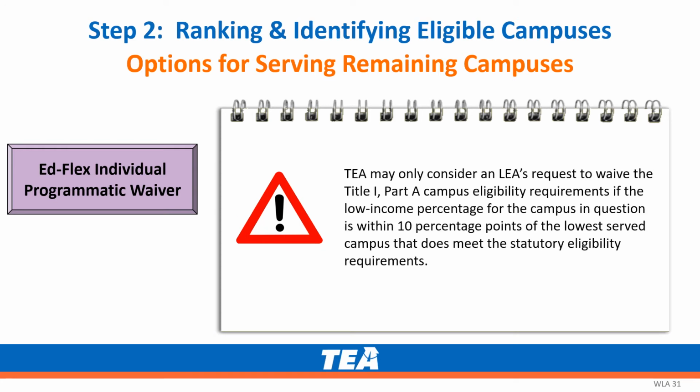It is also important to note that TEA may only consider an LEA's request to waive the Title I Part A campus eligibility requirements if the low-income percentage for the campus in question is within 10 percentage points of the lowest served campus that does meet the statutory eligibility requirements.